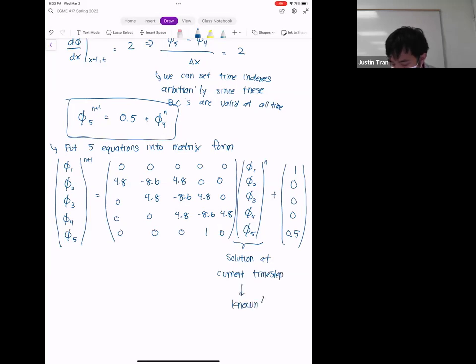And so remember, the important thing about the solution at time step n is that this is known, and so this is already known for us at this point.